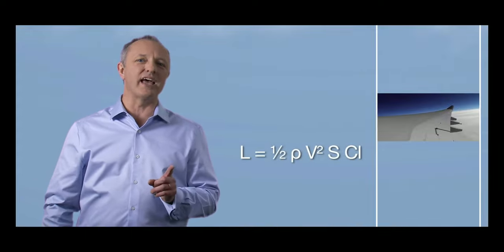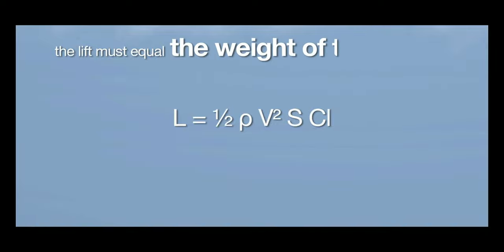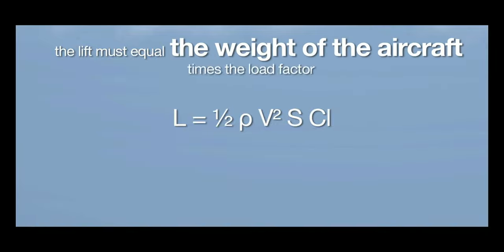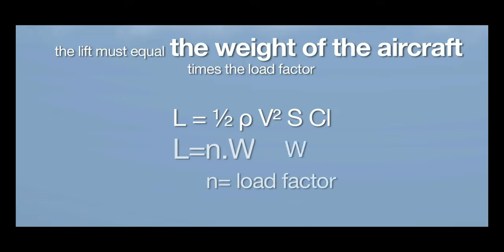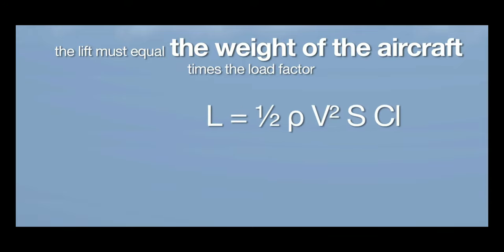A wing generates lift, where L equals 1/2 rho V squared S CL. The lift must equal the weight of the aircraft times the load factor. L equals N times W, where N equals load factor and W equals weight. The general lift equation becomes N times W equals L equals 1/2 rho V squared S CL.